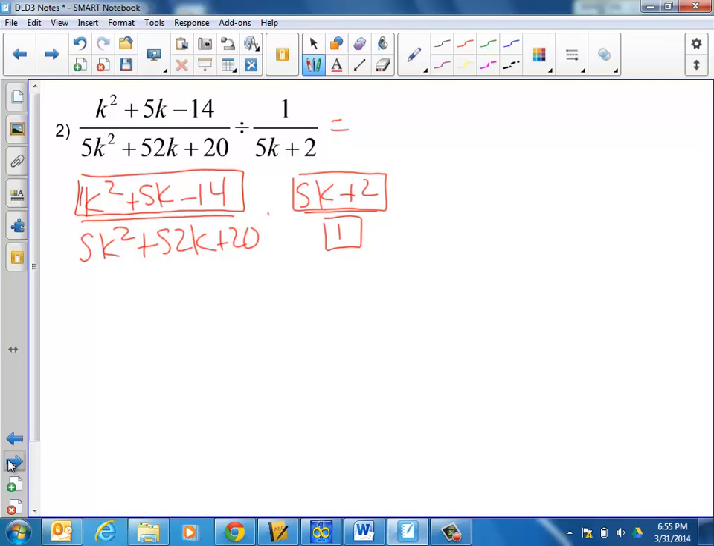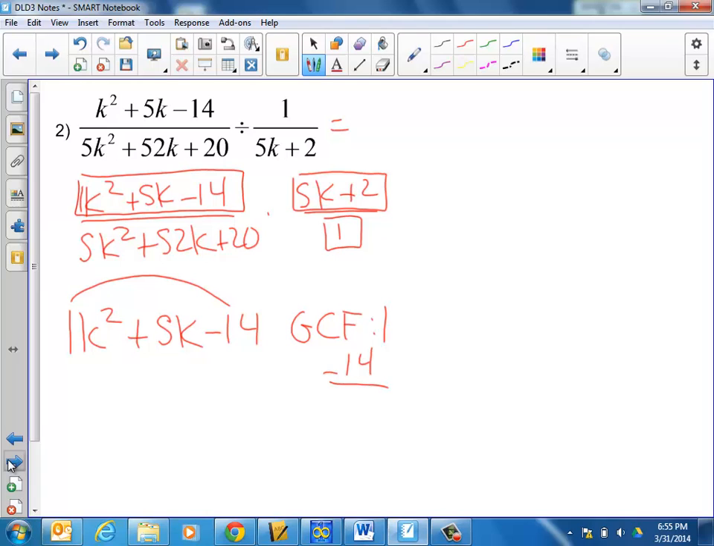It too, because you've got a 1 in front of the k squared, 1, 5, and negative 14 in this case, have a GCF of 1. There's no k in common, but you can factor by grouping. So we'll come down here, we'll write 1k squared plus 5k minus 14. Again, we said the GCF is 1, so that doesn't take us anywhere. Instead, we'll multiply the coefficients of the first and last term. 1 times negative 14 is negative 14.